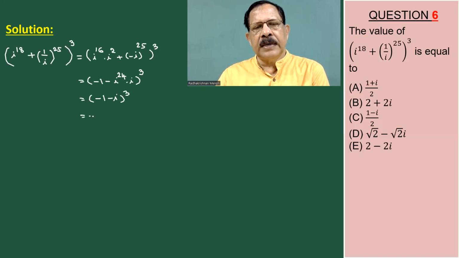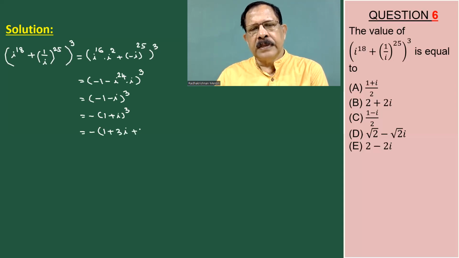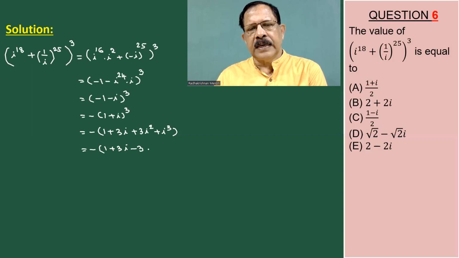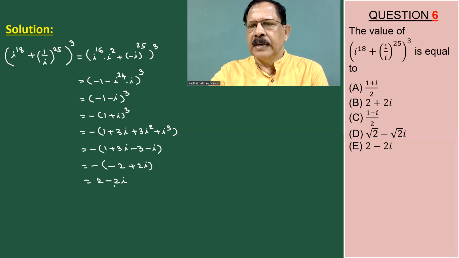We can take minus outside. So minus of (1 plus i) the whole cube. So minus (1 plus 3i plus 3i squared plus i cube). Now, i squared is minus 1, so 3i squared is minus 3. i cubed is minus i. Simplify: 1 minus 3 is minus 2, and 3i minus i is 2i. Multiplying by minus 1, we get 2 minus 2i. That is appearing in option E.